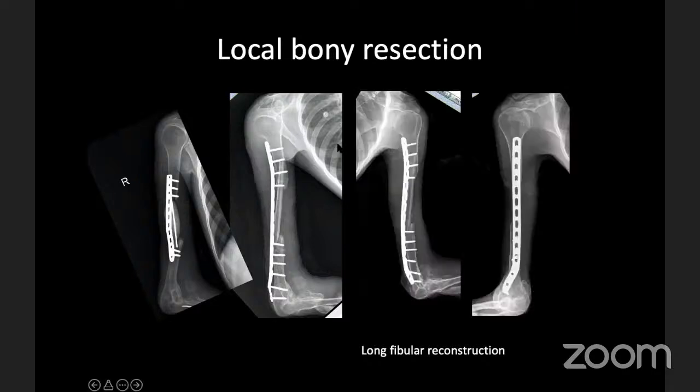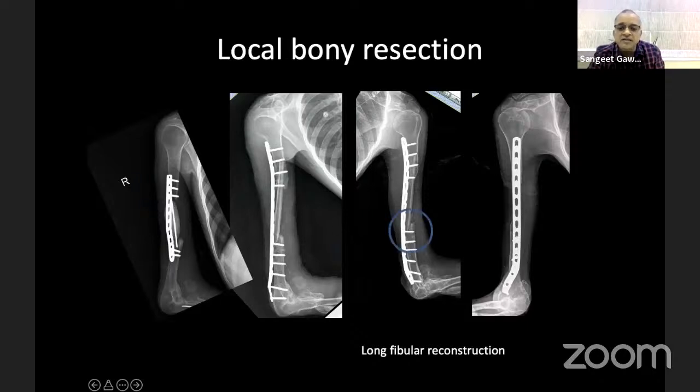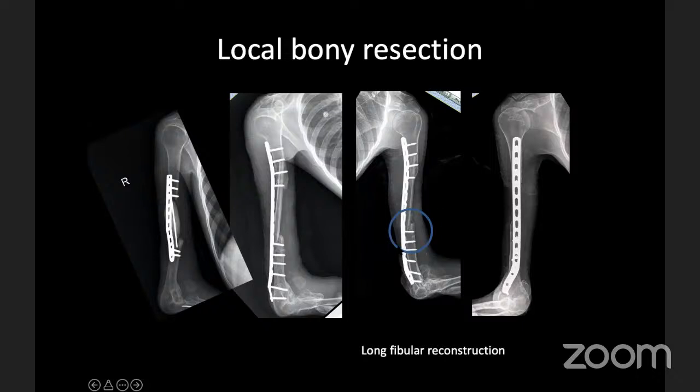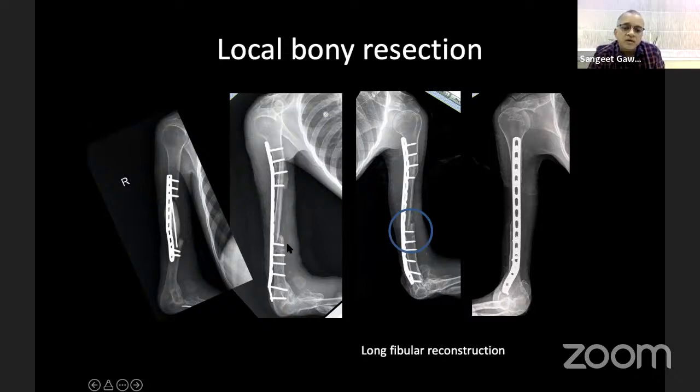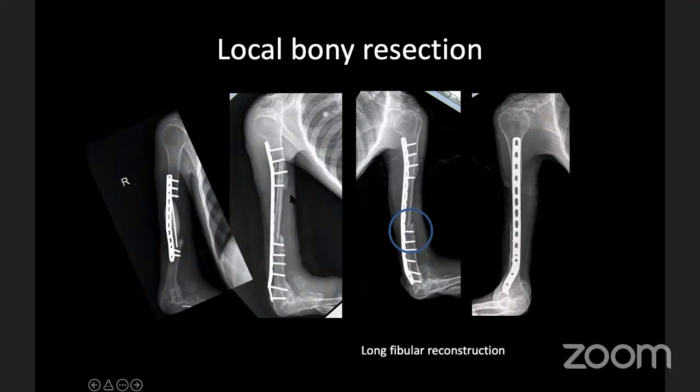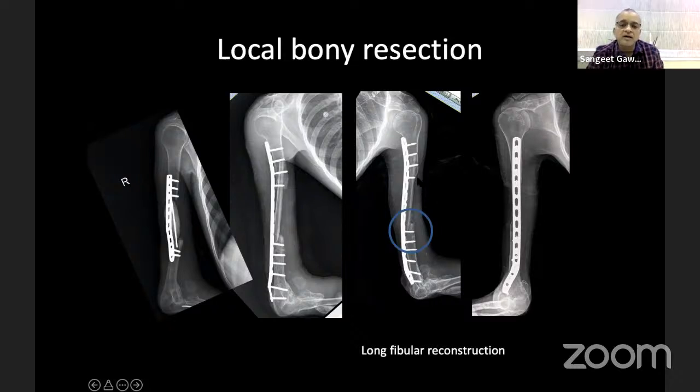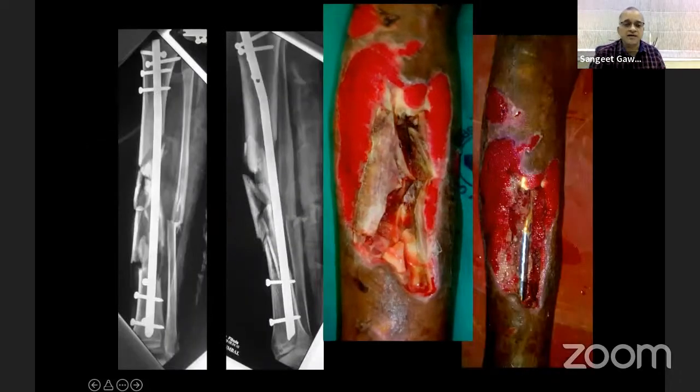Proximally, the fibula has got incorporated, but distally it is taking a long time. This is at 1 year. Still, his problem is not solved. So whenever you are dealing with such large gaps, clearance of the infection and the intercalary defect has to be appropriately addressed.